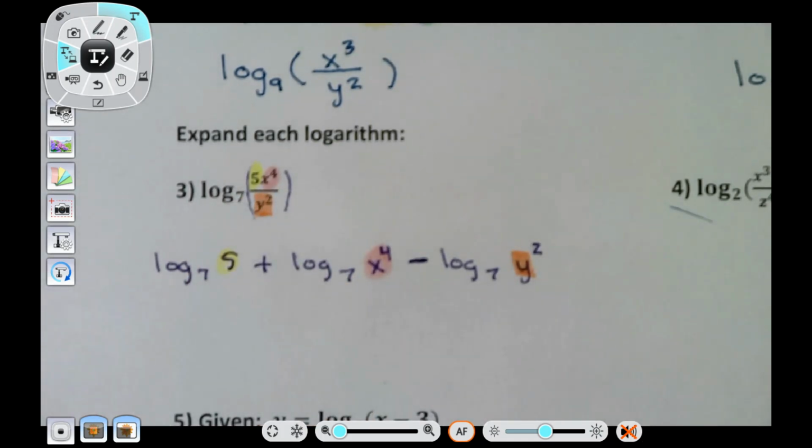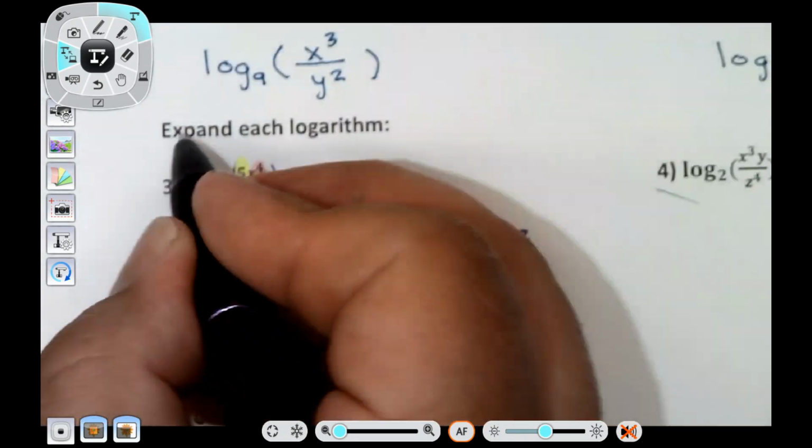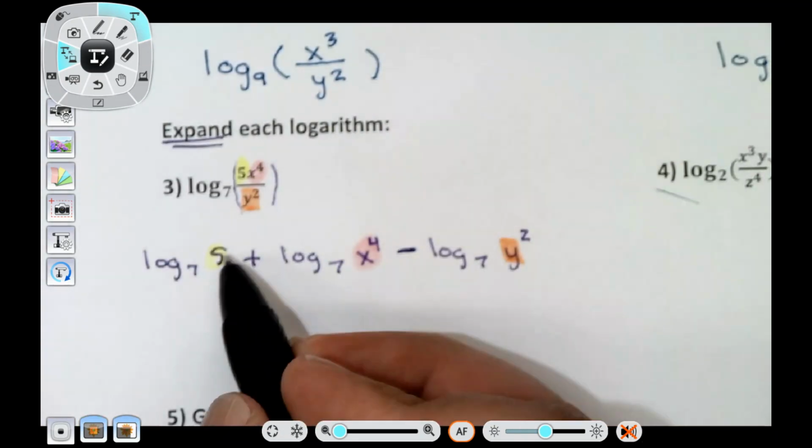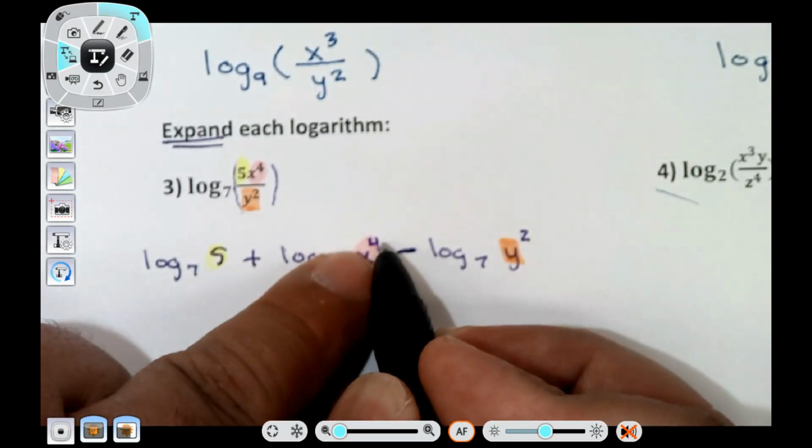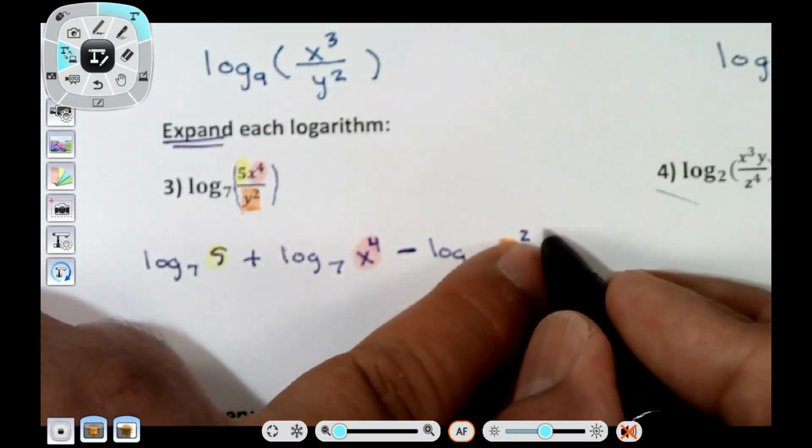Now, technically, we're not done. When you are doing an expansion, we do not want to have power. So you see, the 5 is good. The 5 has no power. But that x has a power of 4. The y has a power of 2.